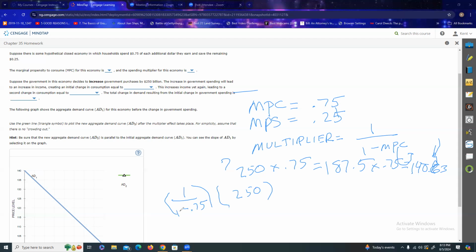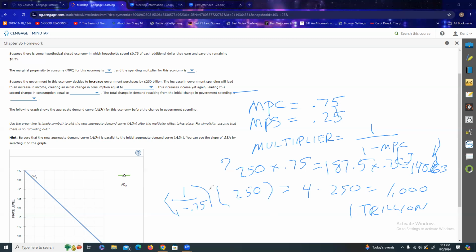So 1 minus 0.75, that's 0.25. Divided into 1, that equals 4. 4 times 250 equals 1,000 billion, which is 1 trillion. If you're like me, I'm not used to dealing with these big numbers. So, but the answer is in trillions. Okay.